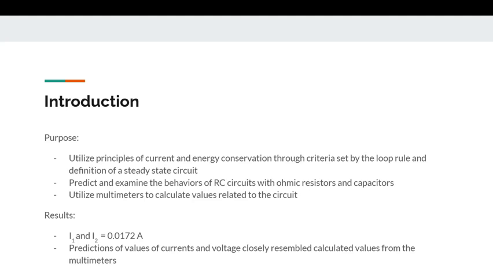The brief results of our lab were we found currents 1 and 2 to be approximately 0.0172 amps, and that the predictions of our values of currents and voltage closely resembled the calculated values from the multimeters.